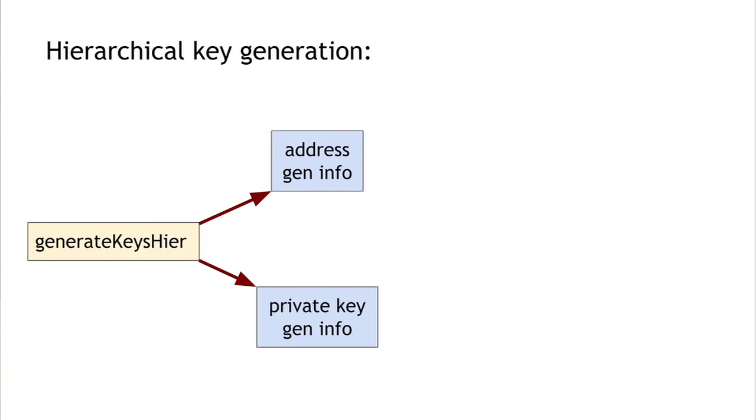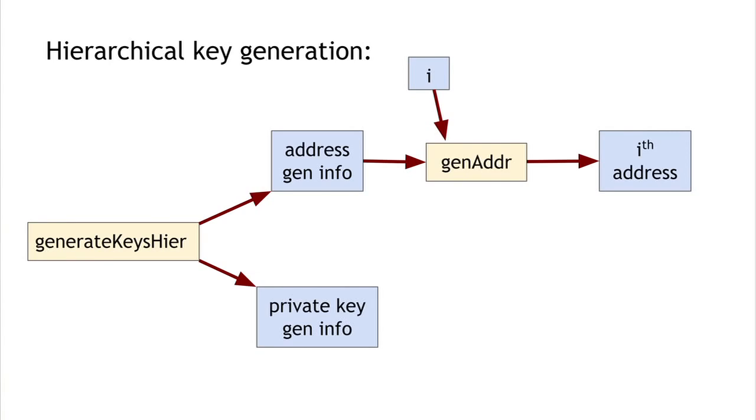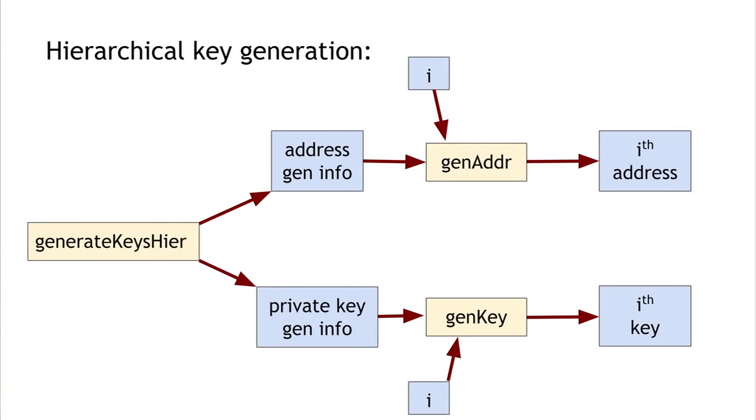For example, given the address generation info, we can apply a gen address operation and give it the address generation info and some integer i, and that will generate the ith address in a whole series of addresses. And we can do this for any integer i. Any integer i, we can generate the ith address in the sequence given only that integer and the address generation info. Similarly, on the private key side, we can take this private key generating info and use it to generate a key, again using any integer i, and what we get is the ith key in the sequence. Right. Now what makes this useful is that it has two important properties.